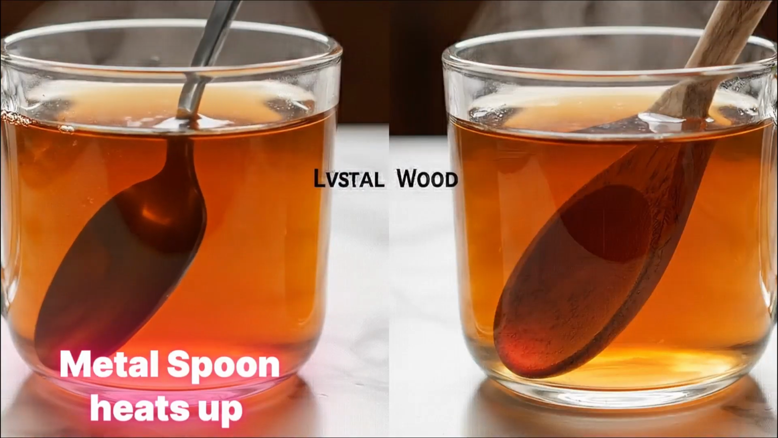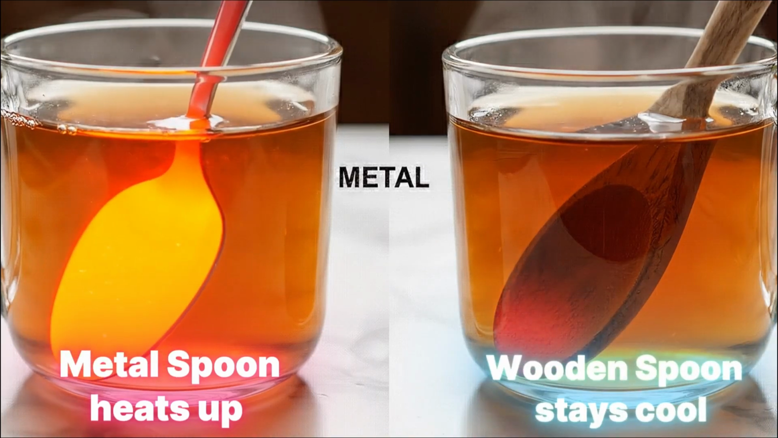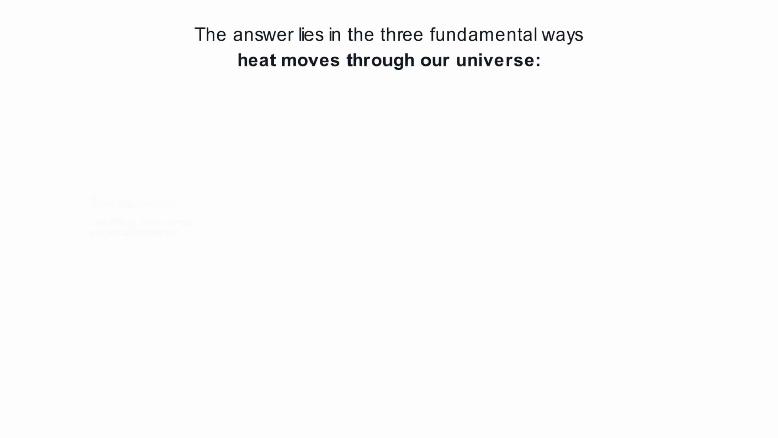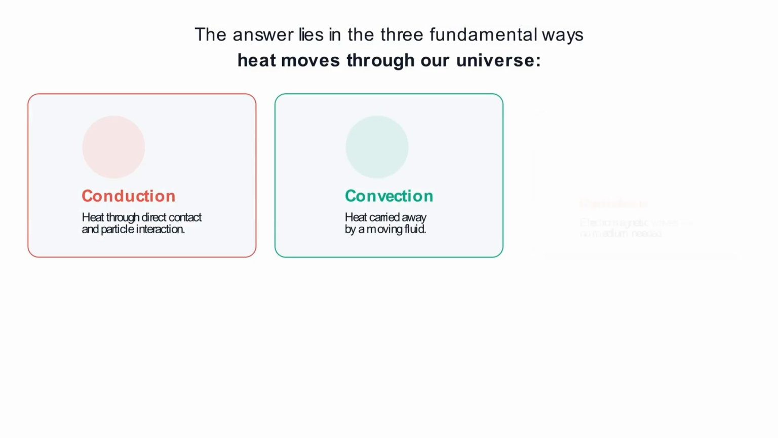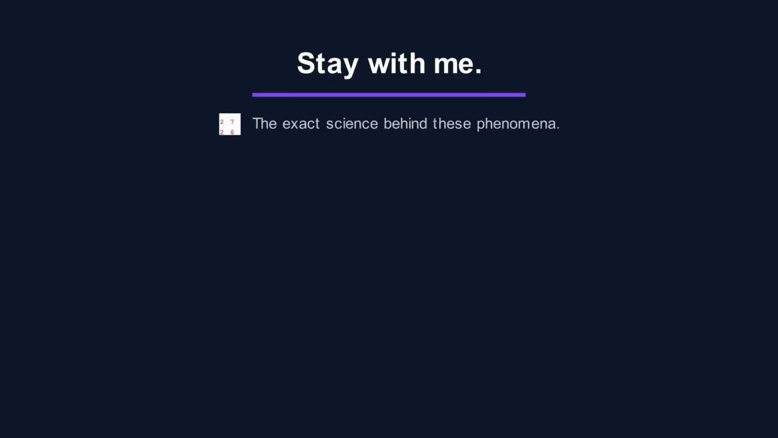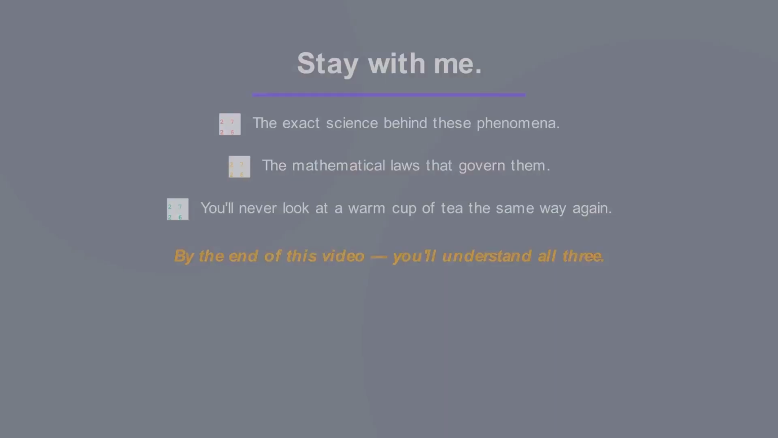How does a metal spoon heat up in seconds while a wooden spoon stays cool? And why does standing next to a fan feel so refreshing? The answer lies in the three fundamental ways heat moves through our universe: conduction, convection, and radiation. Stay with me. By the end of this video, you'll understand the exact science behind these phenomena, the mathematical laws that govern them, and you'll never look at a warm cup of tea the same way again.